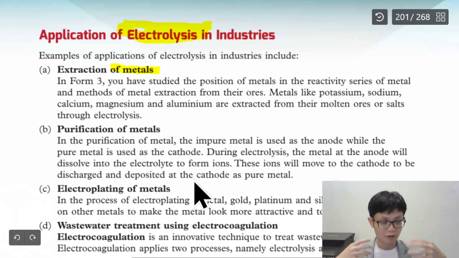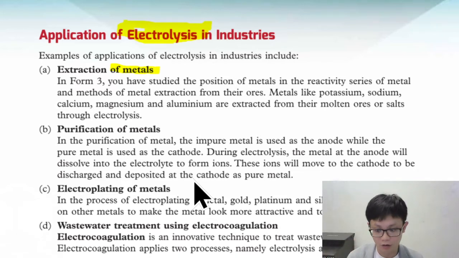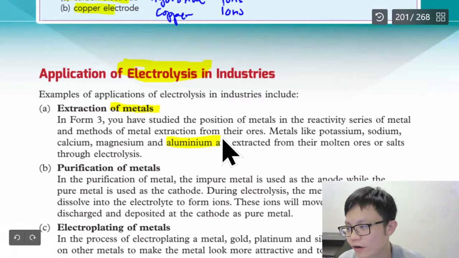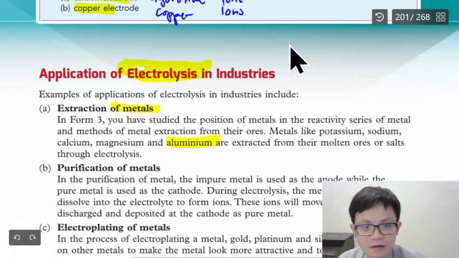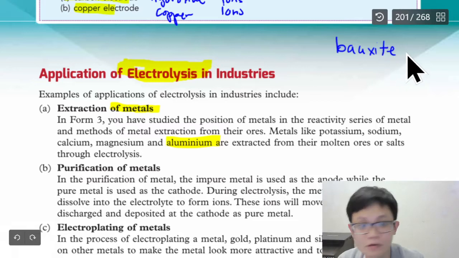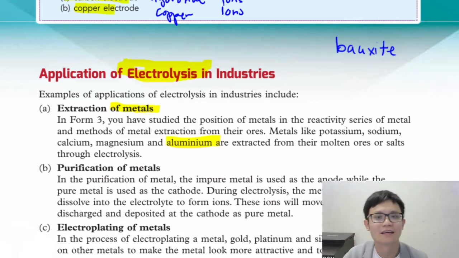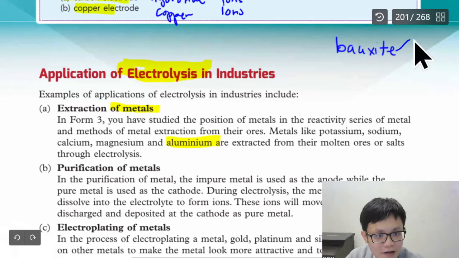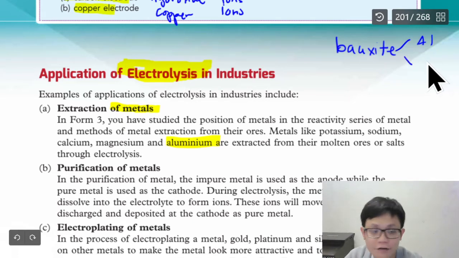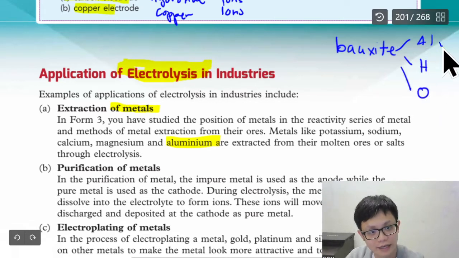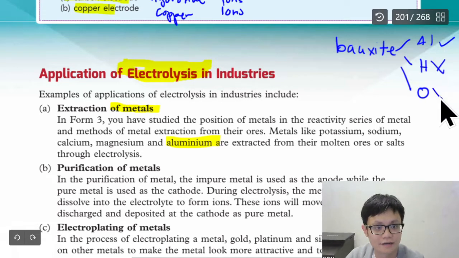You learned before, metal actually comes from an ore. For example, aluminium ore, we call it bauxite. You still remember bauxite? And bauxite means what? Bauxite is a combination of aluminium, hydrogen, and oxygen. So we want to use electrolysis to take the aluminium, and the hydrogen and oxygen we don't want.